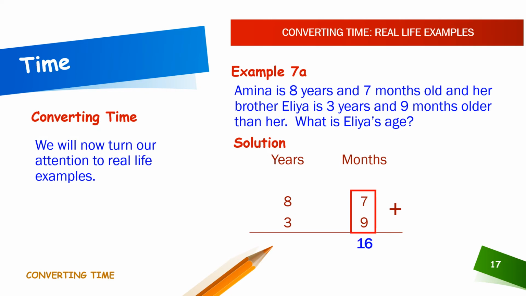So we add the months first, and therefore we have 7 plus 9 is 16. Since 16 months is 1 year and 4 months, we carry the 1 in the years column and note down the 4 in the months column as shown. And now we add the years. 8 plus 3 plus 1 is 12. Therefore, Elia is 12 years and 6 months old.